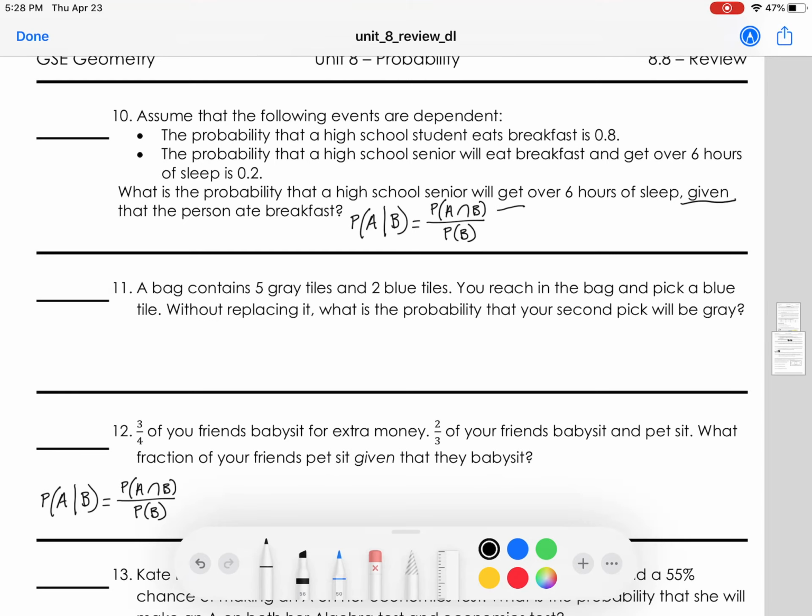And if you remember, that is the probability of both things occurring divided by the probability of B occurring. And so I'm going to start out with the probability that a student will eat breakfast and get over 6 hours of sleep, which is 0.2, divided by the probability of the second event, which is eating breakfast, 0.8. When you calculate that, you should get 0.25, 25%, or 1/4.